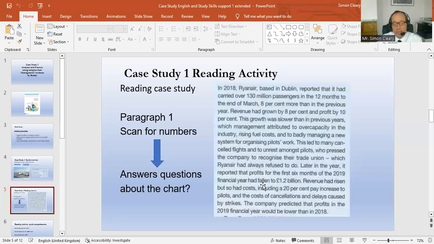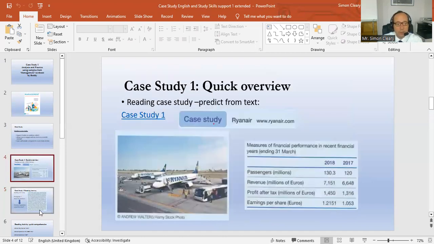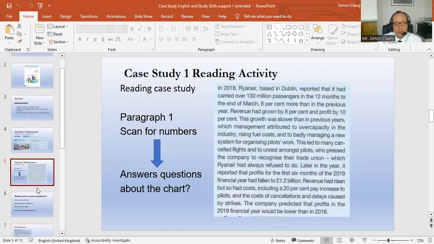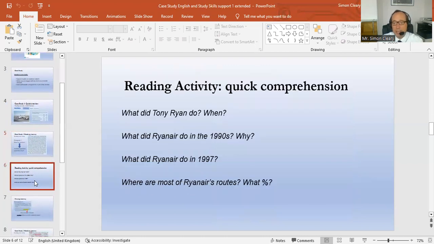So please make sure that you try that. If you haven't already done it, find the data, find the information, scan for the numbers, and then try to identify what the table or chart is trying to do. The next task was to look at the second paragraph, 2 paragraphs about, and to look at more information, a quick comprehension activity. A lot of you are not even reading these case studies. Read the case study and do a comprehension activity, 4 very quick, very easy questions for you to find and analyze.